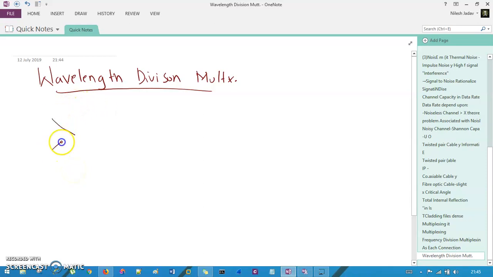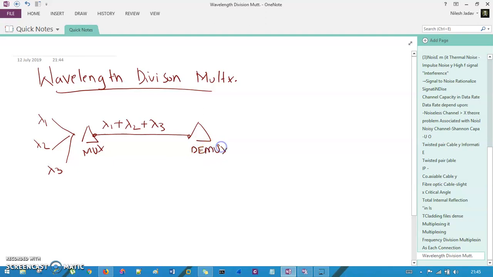So these are my 3 users having a mux here, and these are the light sources. So lambda 1, lambda 2, and lambda 3, and it sends it to the demux as lambda 1, lambda 2 plus lambda 3 here, and this is going to be your demux. And it delivers to the individual users lambda 1, lambda 2, and then lambda 3. This is how it works, right?